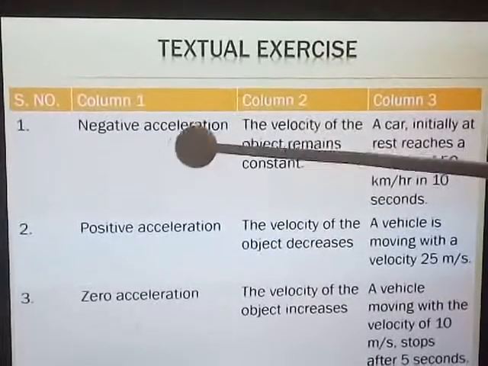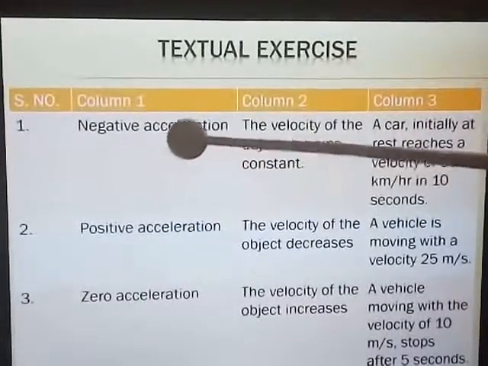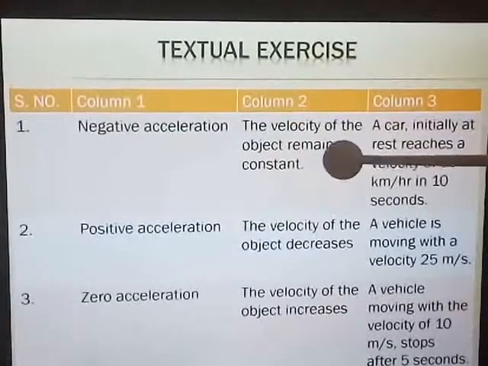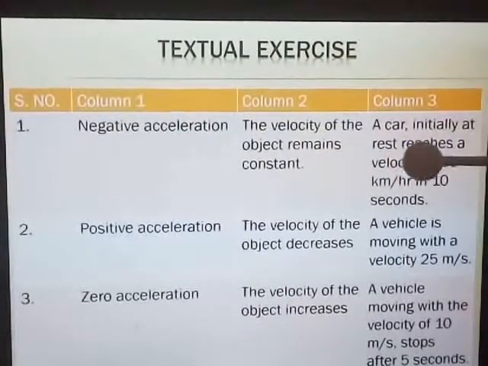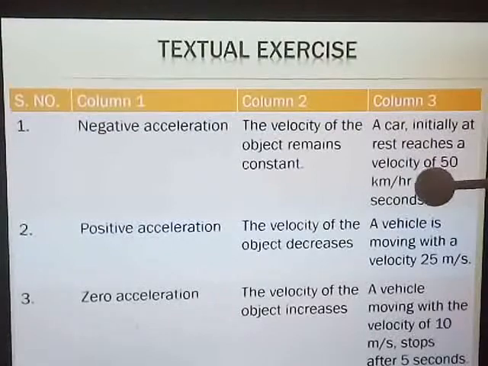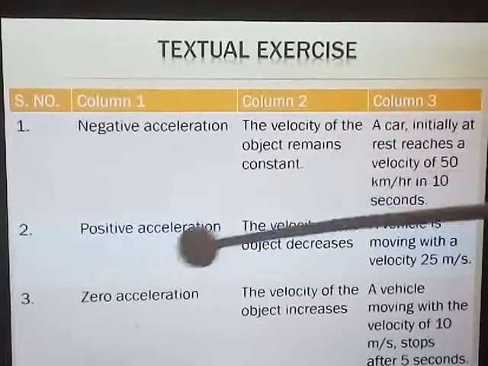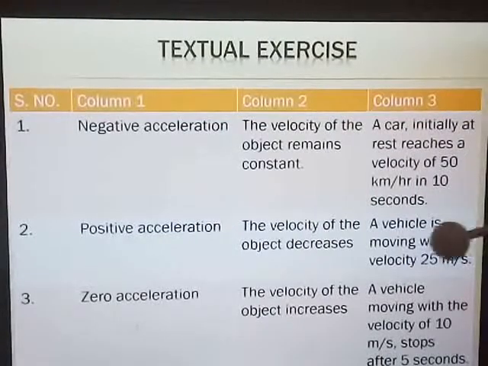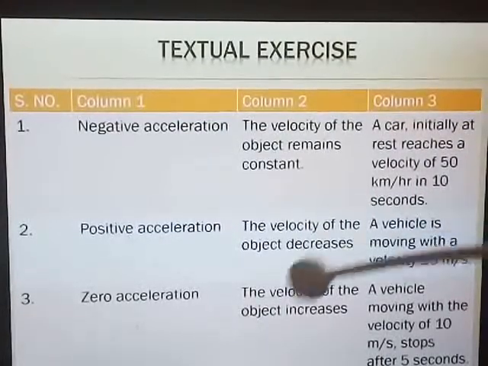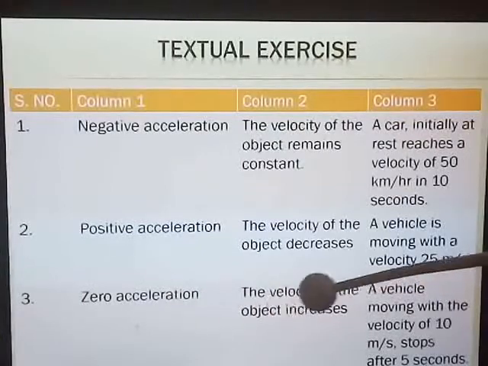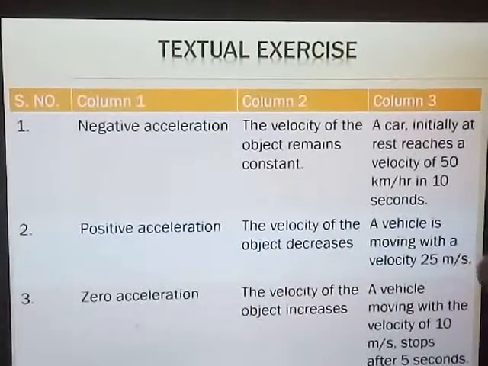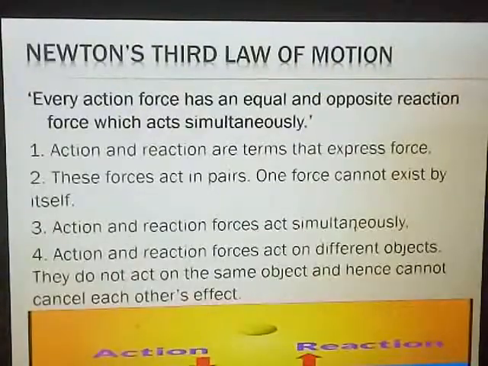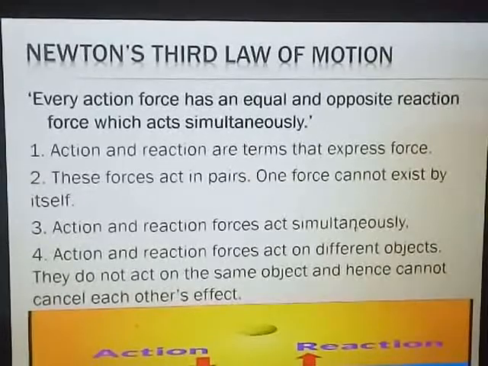So now the questions are: negative acceleration, the velocity of the object remains constant. A car initially at rest reaches a velocity of 50 km per hour in 10 seconds. Positive acceleration, the velocity of object decreases. A vehicle is moving with a velocity of 25 meters per second. And zero acceleration, the velocity of the object increases. A vehicle moving with the velocity of 10 meters per second stops after 5 seconds. These are our questions. Now we are going to see its answers.